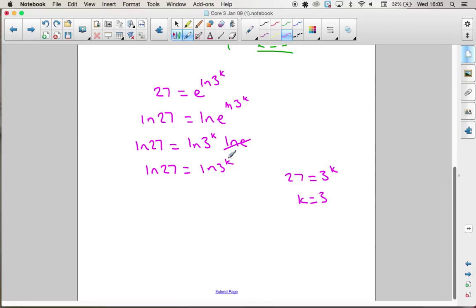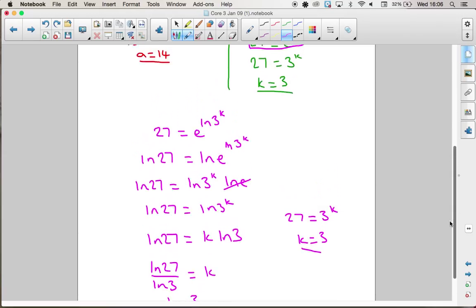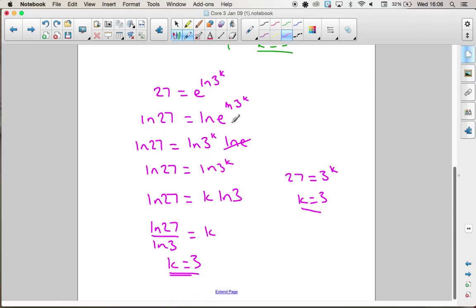Again, there's another option. You could use a log rule again and take that k to the front, and then divide by ln 3, so k is going to equal ln 27 over ln 3. And if you work that out on your calculator, you get that k equals 3. So both methods work. There's 3 methods there. Hopefully one of them makes sense to you.